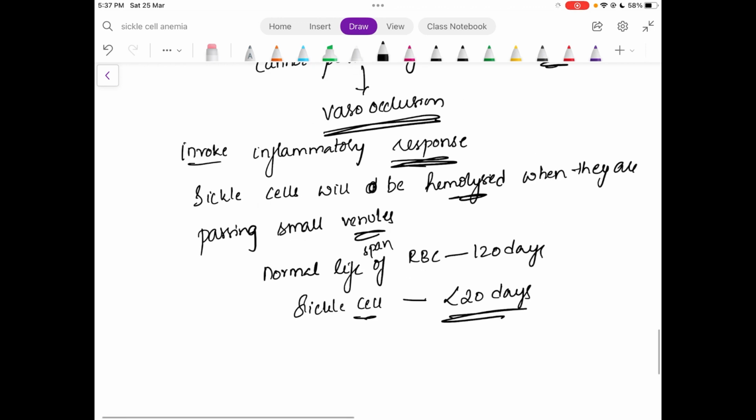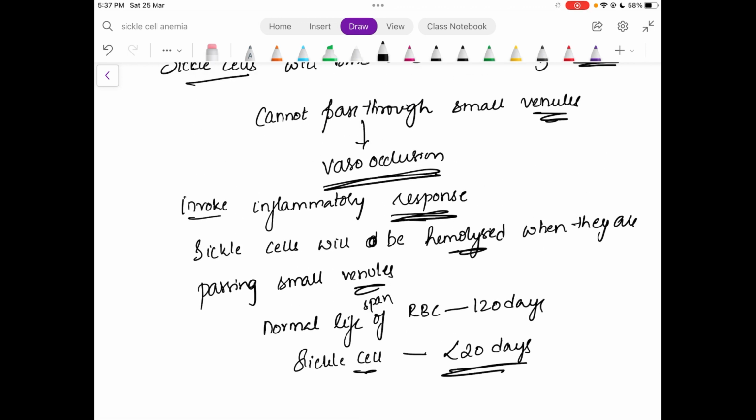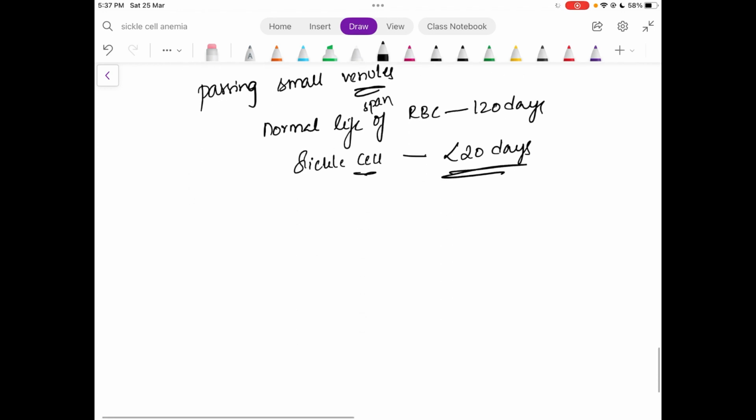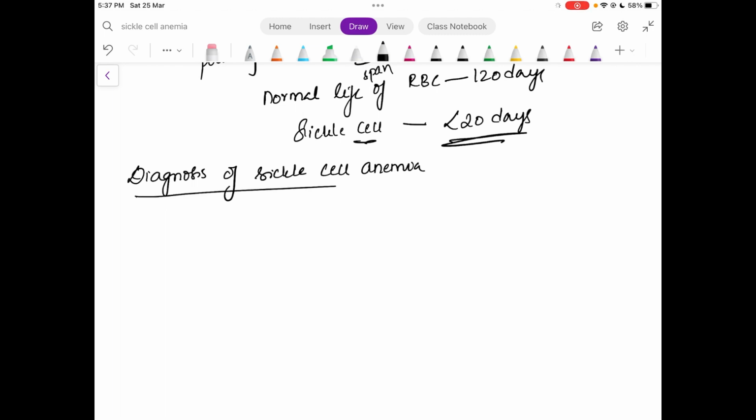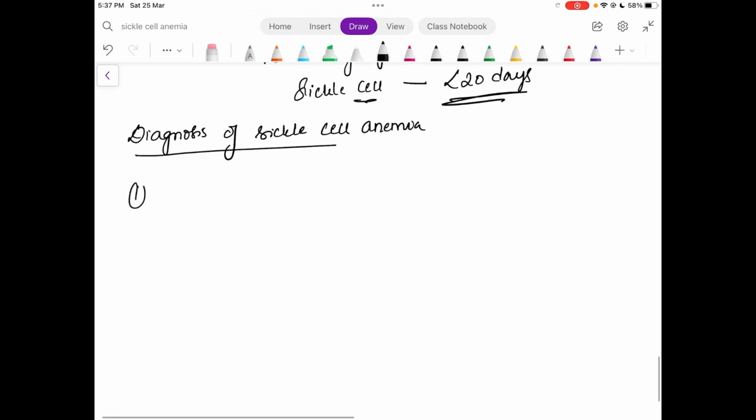And this is about the biochemical basis of sickle cell disease. Now we'll see the diagnosis of sickle cell anemia. How will you diagnose a sickle cell anemia patient? So we have a sickling test.